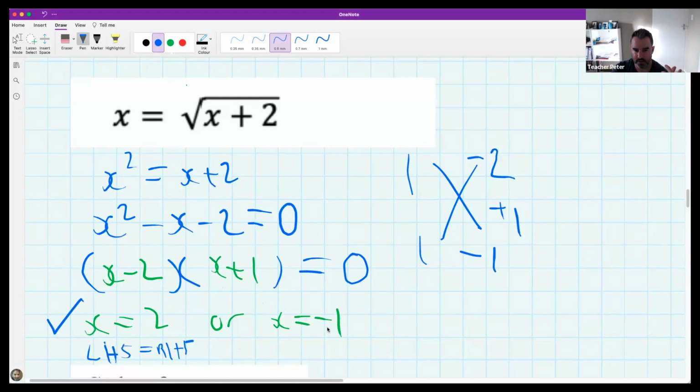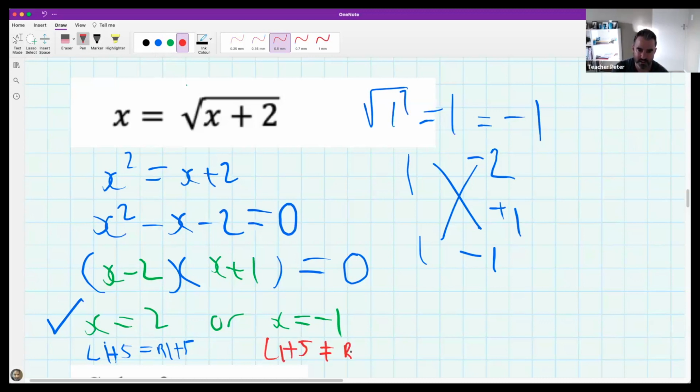But x is -1. If I put that in, well, -1 + 2 is 1. The square root of 1 is 1. But x was -1 to start with. So 1 can't equal -1. So we say in the second case, the left-hand side does not equal the right-hand side, and we reject that answer. And so the only answer here will be x is 2. Give me a thumbs up if you've got that. Give me a thumbs down if you didn't follow that check I was doing.